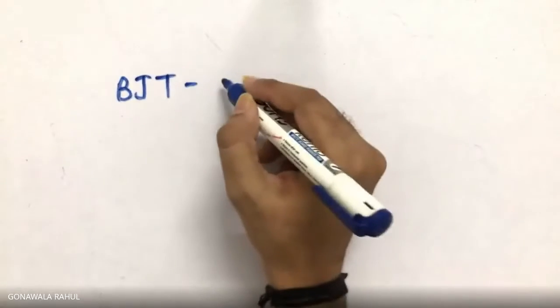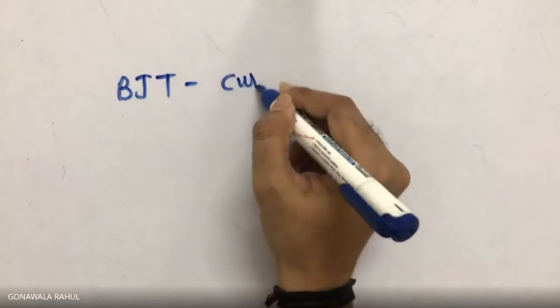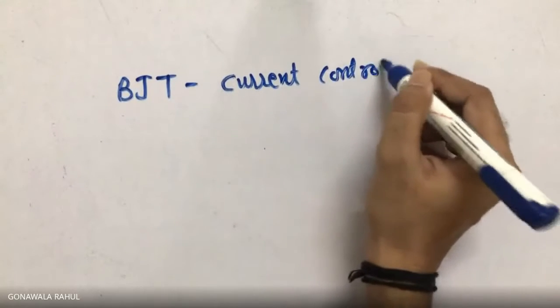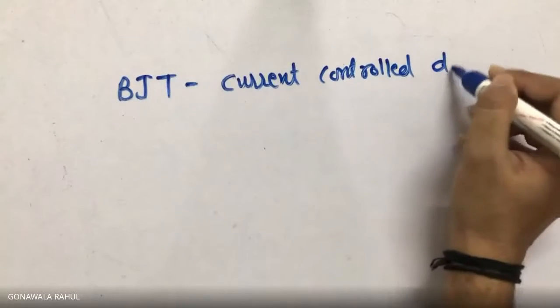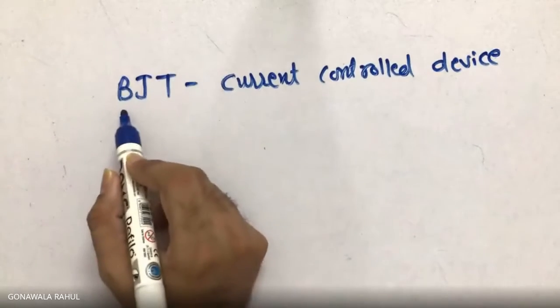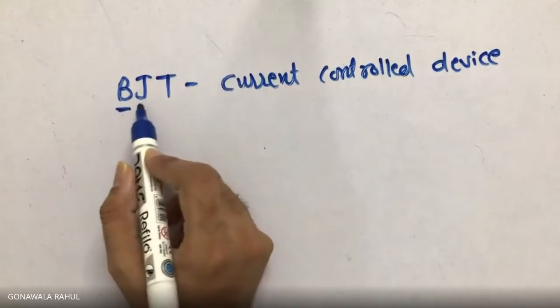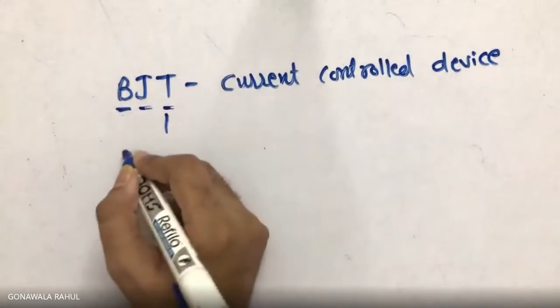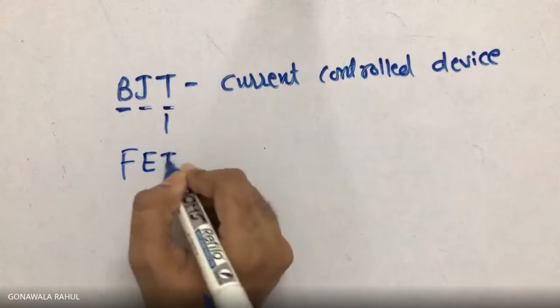BJT is known as a current controlled device. BJT is a current control device. Okay, so BJT is bipolar junction transistor. We know this. Okay, another type of transistor, that is known as field effect transistor.